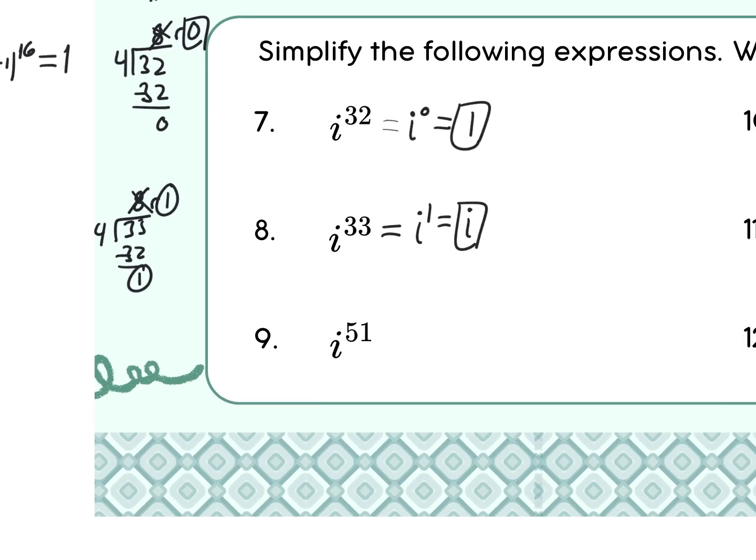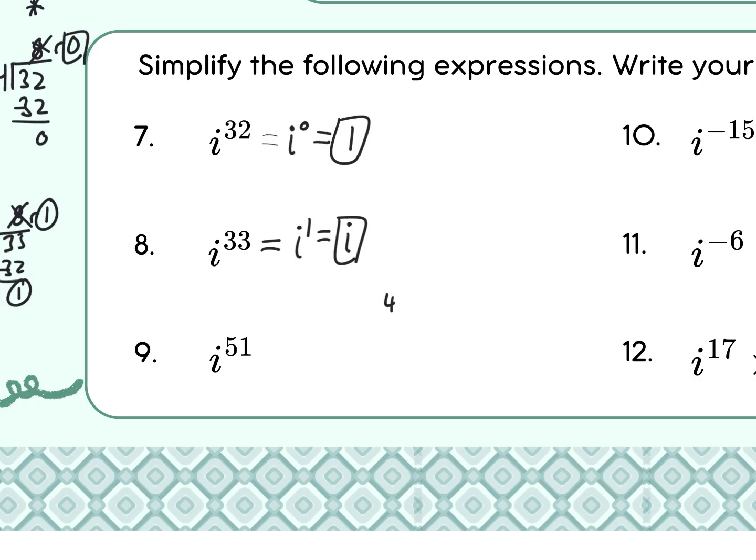And then I can do the same thing with 51, right? So I can do long division. I'm going to do 51 divided by 4. Looks like 4 goes into 5 one time. And then I'm going to bring down that 1. 4 goes into 11 2 times. All right, and then 4 times 2 is 8. And then we get a remainder of 3. Again, I don't care about this 12 up top. I only care about the remainder. So I get i to the 51 is i to the third. But i to the third, as we saw from the previous slide, is negative i.